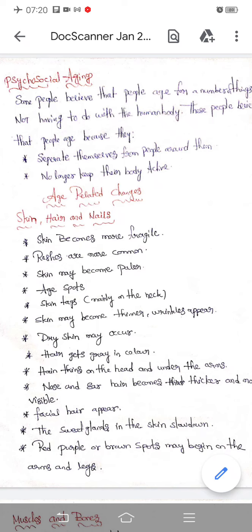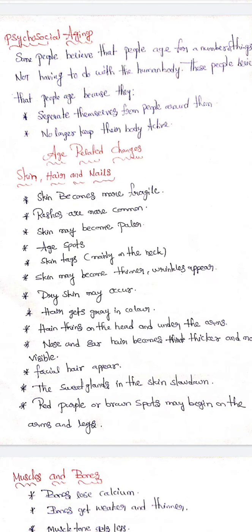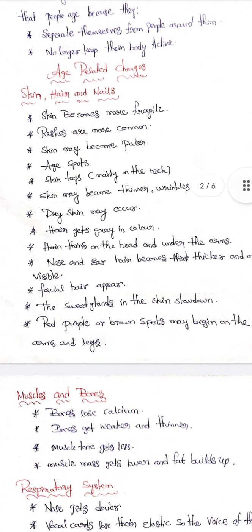Next, rashes are more common, they will get skin rashes. Next, skin may become pale. Pale means it will be dry always. Age spots, we will be observing some spots appearing on the skin. Next, skin tags. Skin foldings we will mainly observe on the neck. Next, skin may become thinner and wrinkles appear. The skin will be thin in aged people. Wrinkles mean foldings we will be observing on the skin.